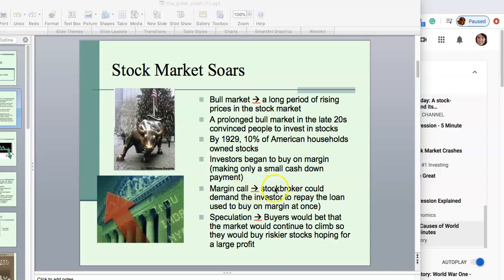And the margin call is when my stockbroker, Joe Blow, decides that he is going to call in my loan, basically saying, Savannah, you've had enough time now to make up the money to fully buy the stock. You need to pay me back. So that's the whole idea behind that. And then that's where speculation comes in.